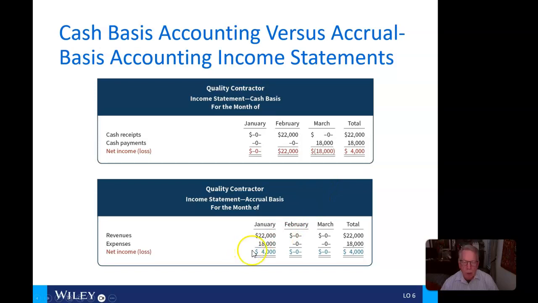But from the standpoint of accrual basis, we're accruing all the revenues and all the expenses and showing net income that we've made in January of $4,000. February and March reflect no expenses or revenues. Okay, so we've again reported revenues when they are earned. We've reported expenses when they are incurred.